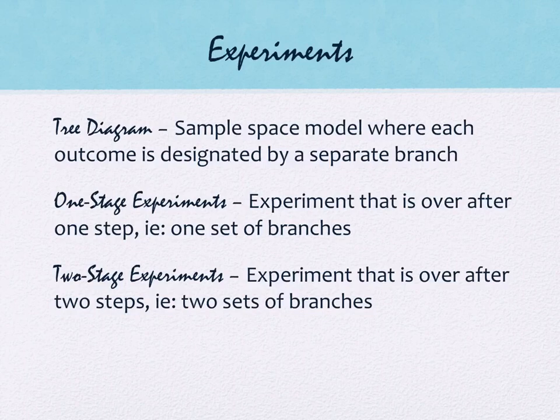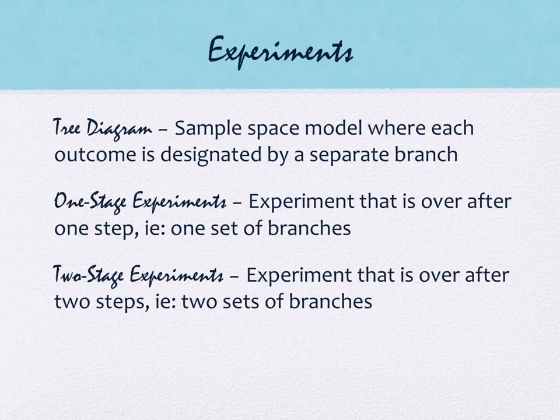So in particular, what we're going to be doing in this section are what's called tree diagrams. So a tree diagram is a sample space model where each outcome is designated by a separate branch. We're not going to do them on every single problem because there's going to be some other strategies we can do. But if we don't do a tree diagram, we're going to be doing something similar to it. Okay? So every single problem is going to have some visual diagramming of what's going on in our problem.